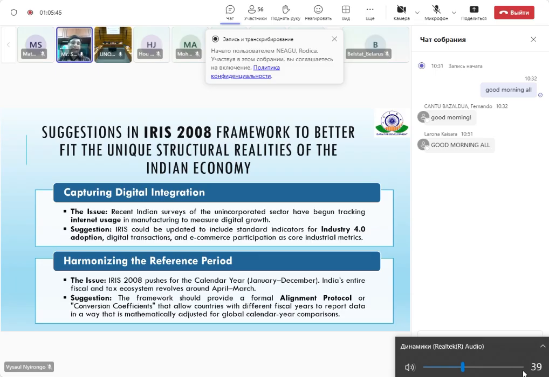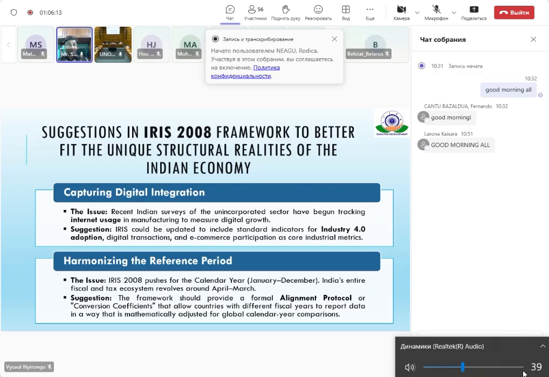My suggestion is that IRIS could be updated to include standard indicators for Industry 4.0 adoption, digital transactions and e-commerce participation as core industrial metrics, because that's the most important thing, capturing the digital integration. Currently, everything in India is going to be digitally integrated. So indicators for Industry 4.0 adoption would be very helpful for us.